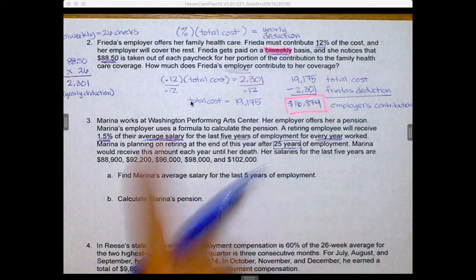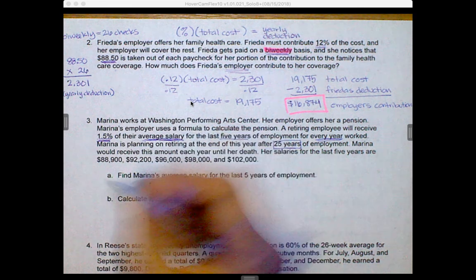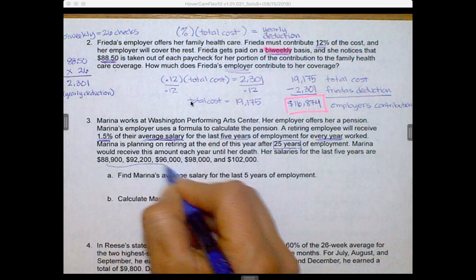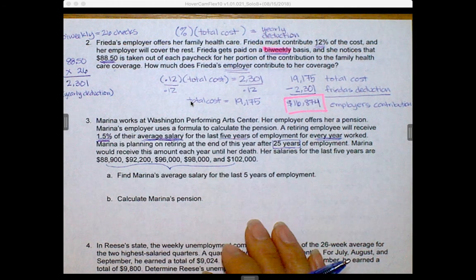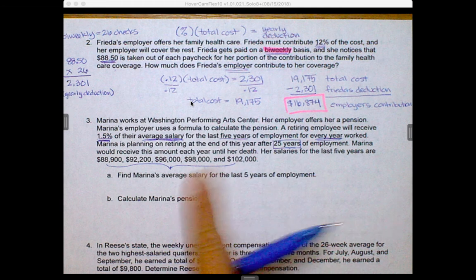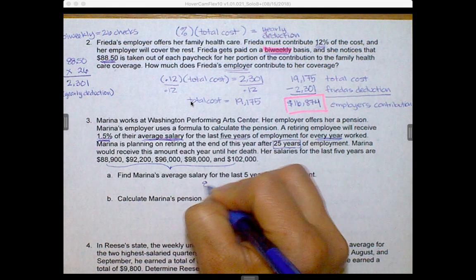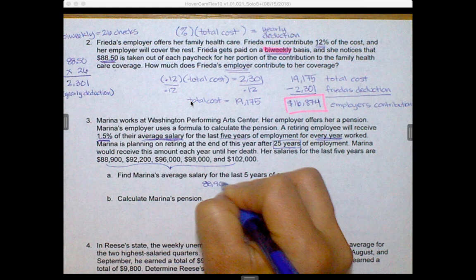Okay, so this is kind of a review. We did some of this pension calculation work in the retirement unit last semester. So remember, to find an average, we're going to add up all of these 5 salaries. And because there's 5 of them, we're going to divide them by 5. Okay, so we're going to go ahead and start by adding up all of those.